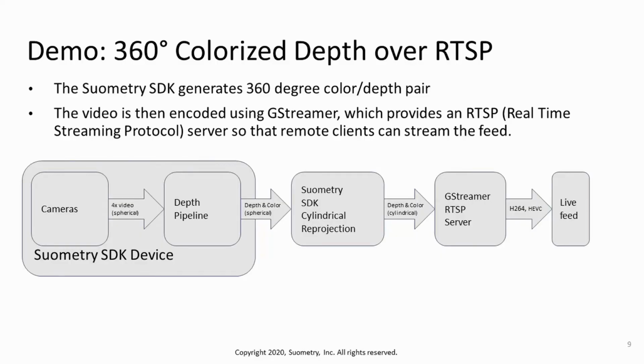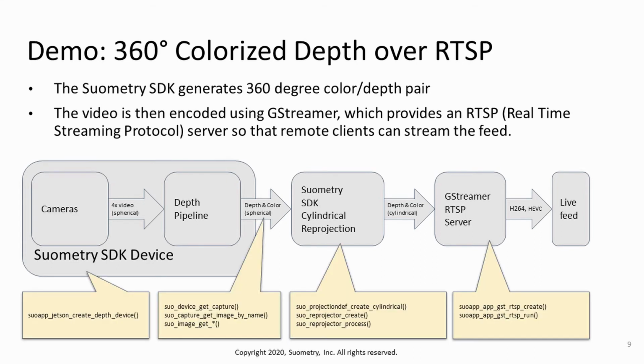To achieve this, the program once again creates a Suometry device, but this time it uses a depth pipeline. This pipeline delivers spherical or fisheye images, so to get the undistorted image like you saw in the demo, we used the SDK's reprojection feature to create cylindrical reprojections. Finally, we composited the images together using OpenGL and passed the result to GStreamer.